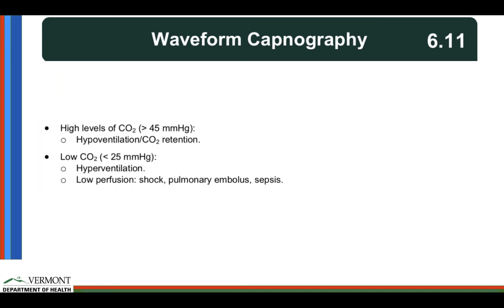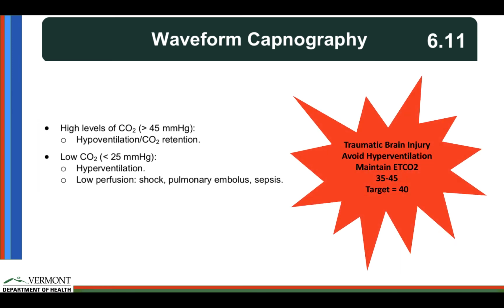Monitor both the waveform morphology and end-tidal CO2 levels by capnography. Remember, high levels of CO2 greater than 45 can indicate hypoventilation or CO2 retention, and low levels of CO2 less than 25 can indicate hyperventilation or a low perfusion status such as shock, pulmonary embolus, or sepsis. For patients with traumatic brain injury, it is critical to avoid hyperventilation. Maintain end-tidal CO2 between 35 to 45 with a target of 40.